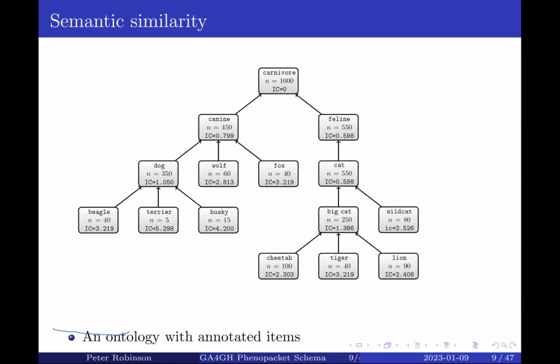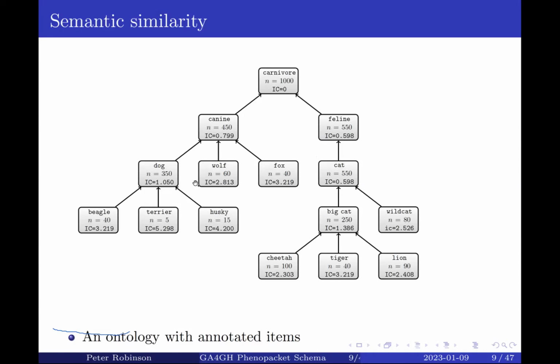And just to explain how we use this in algorithms, let's look at this example ontology. So this is about carnivores. And so we have, let's say, a library of 1,000 books about carnivores. Some of these are about dogs and some of these are about cats, canine and feline. And it goes down more and more detailed. So this is essentially the same thing as the HPO database, except that there are HPO terms instead of animals.